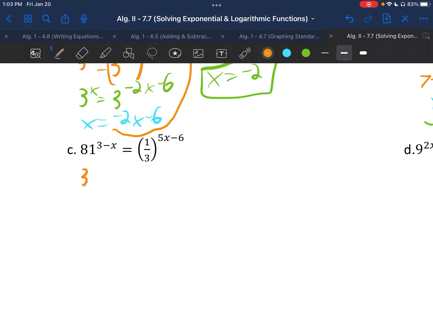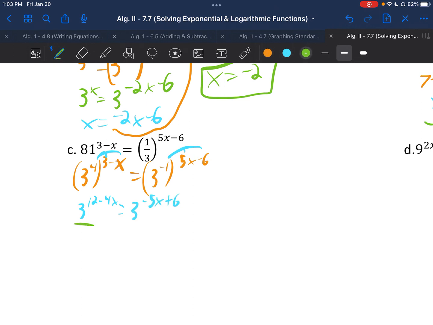So 81 is like 3 to the 4th. And that'll be raised to 3 minus x power. And 1/3 is like 3 to the -1st power, to the 5x minus 6. So now we take those exponents and multiply into them and get 3 to the 12 minus 4x. And over on the right, we get 3 to the -5x plus 6.